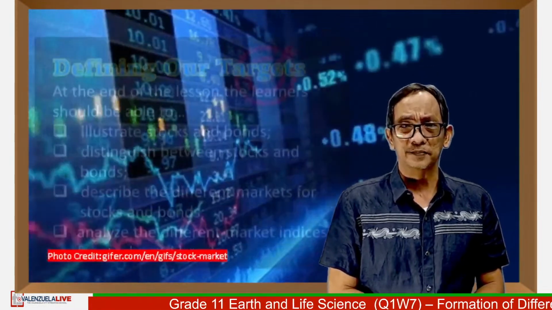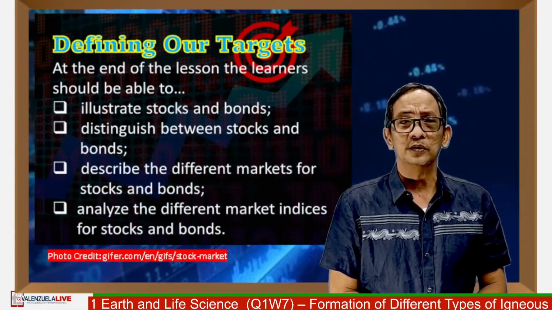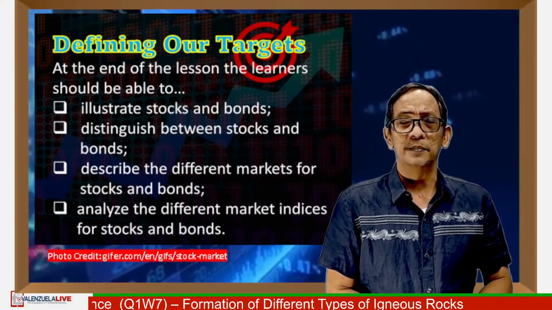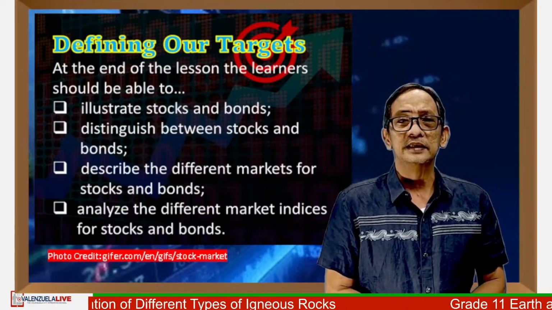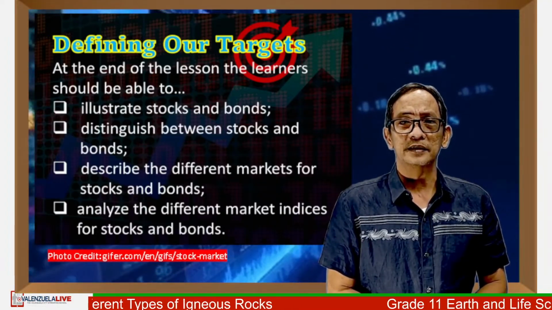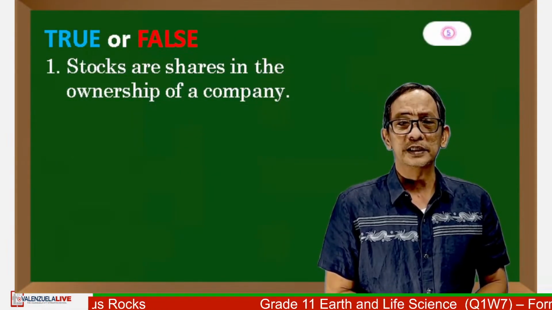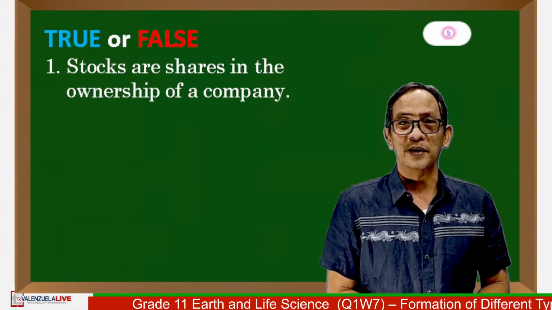Our objective, defining targets. At the end of the lesson, the learner should be able to illustrate stocks and bonds, distinguish between stocks and bonds, describe the different markets for stocks and bonds, analyze the different market indices for stocks and bonds. And for our first activity, you have 5 seconds to type your answer in the chat box.